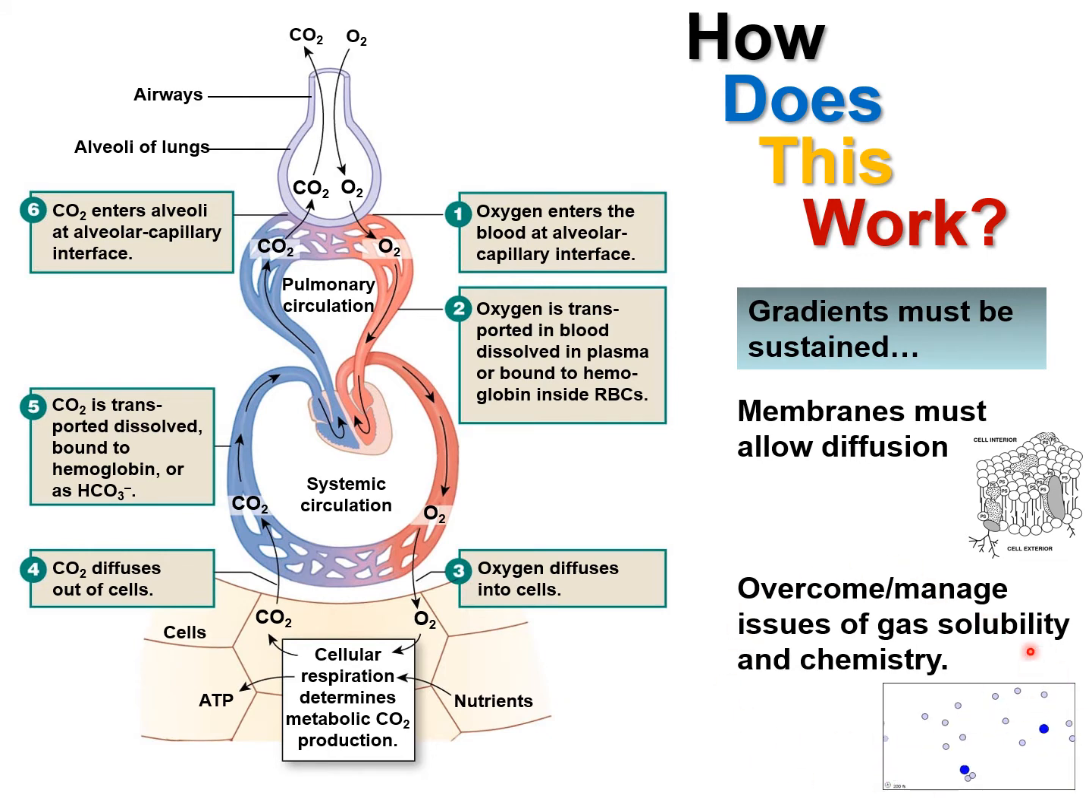Thirdly, we have to think about solubility. Why go to all the trouble to make hemoglobin if the gases are soluble enough to travel on their own through the bloodstream? That's the story of oxygen primarily. But the blood does more than just carry oxygen. It actually facilitates the transport of carbon dioxide, but it doesn't necessarily transport the majority of it. That's the interesting story of solubility in chemistry, both in terms of oxygen as well as carbon dioxide.